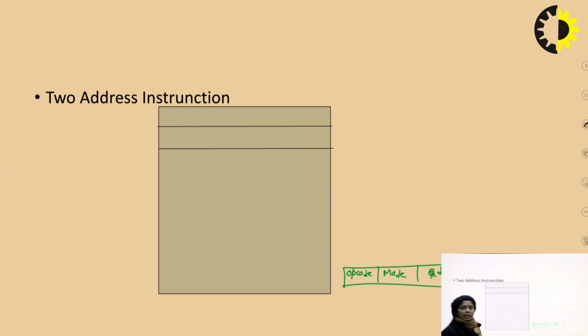I have only three parts: opcode, mode and address. Now there is a two address instruction. Two address instruction means what? Now I have three fields, but I have to represent this in two addresses.